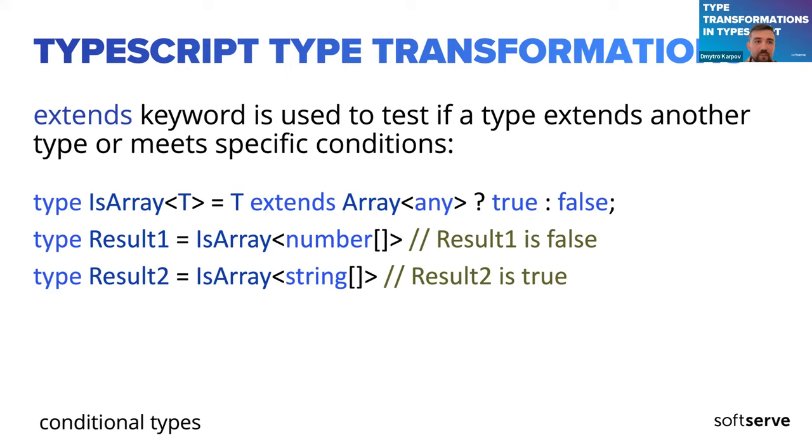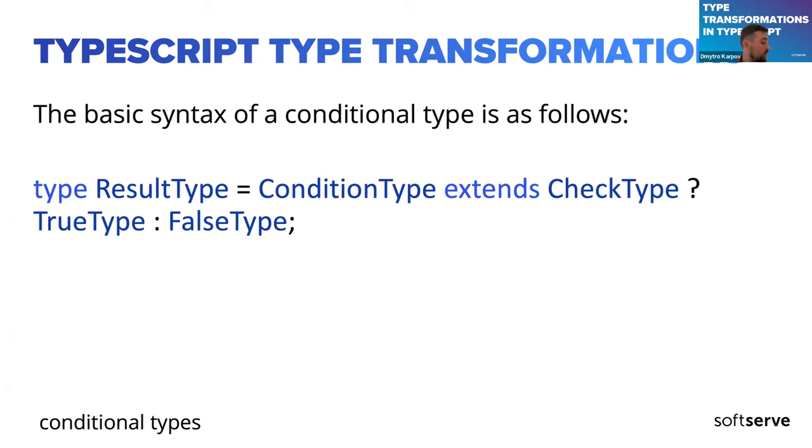In this example, the type checker basically checks whether T extends an array and produces the Boolean result. Great. Now we know what the extends keyword means in the context of conditional types, but we still don't know why the result is true. So I encourage you to follow the link I have provided to the TypeScript playground, so you can go and see. Let's not focus on this one, so we can move further because we are running out of time.